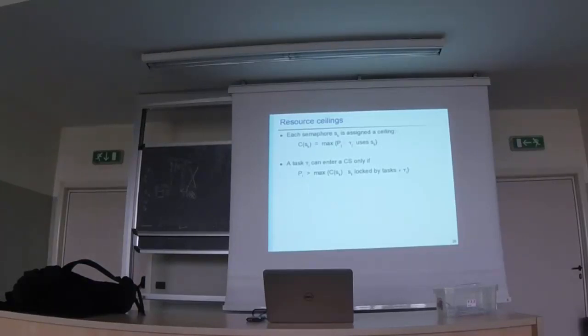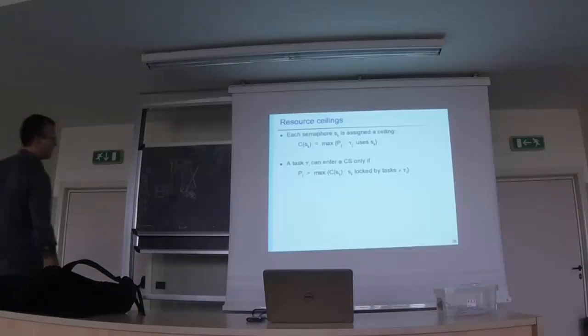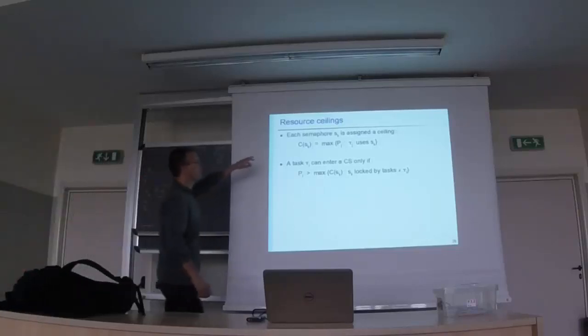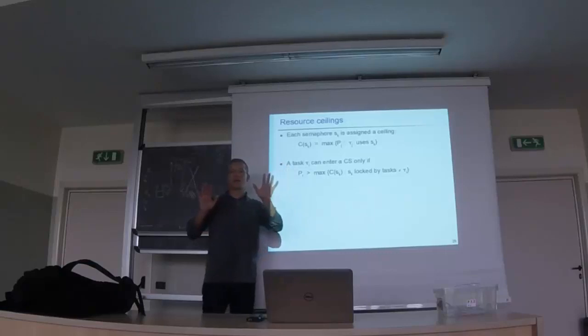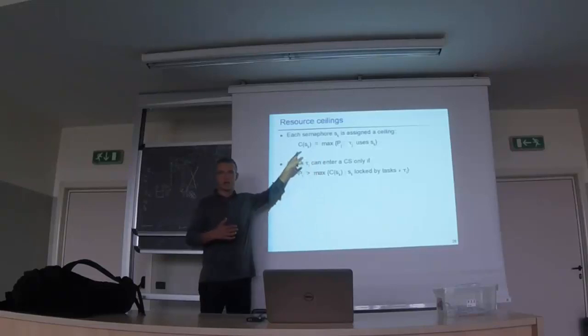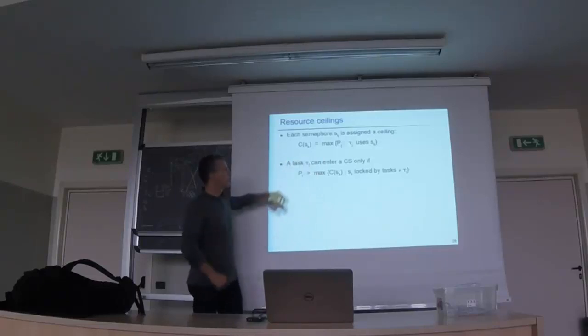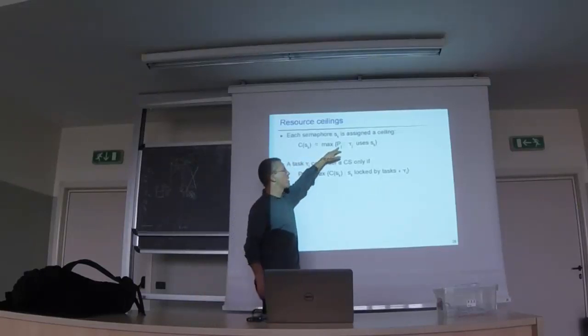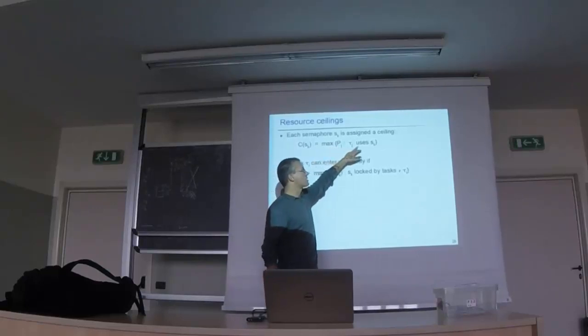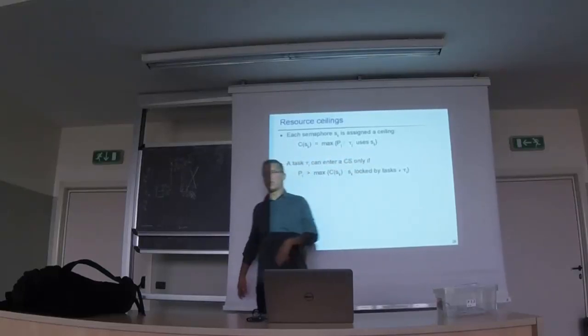So I have the notion of sealing associated to each semaphore. What is the sealing of a semaphore? Each semaphore has one sealing, okay? If multiple tasks may access that semaphore, the sealing for that semaphore is the maximum priority among tasks that use that semaphore.